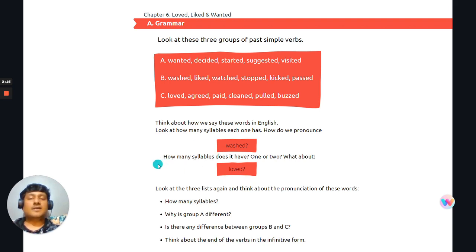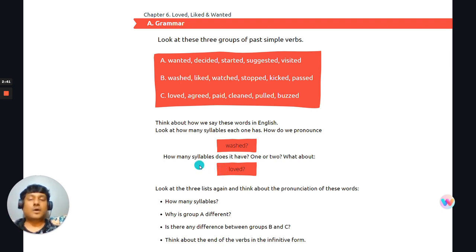Moving on, it asks how many syllables does it have? 1 or 2, and it wants you to think about it. So the next word is loved. Loved. How many syllables does it have? Pause the video and write down an answer, and I will give you the answer after the video. Welcome back. So the answer for the second one is loved, and the answer is 1 syllable.